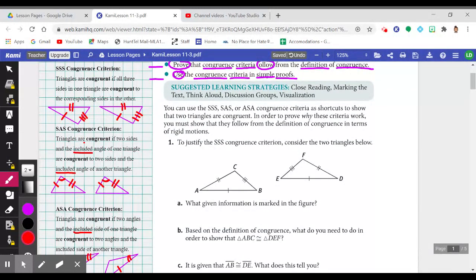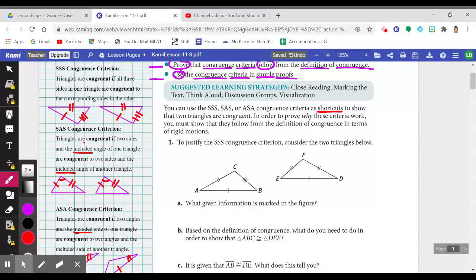You can use the side-angle-side or angle-side-angle congruence criteria as shortcuts. That's why I was using that word, to show that two triangles are congruent. In other words, we don't have to use all six pairs of parts. We can just use three. In this case, three sides. In this case, two sides and an angle. In this case, two angles and a side.